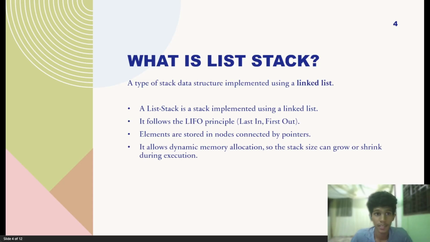So, what is a list stack? A list stack is made using linked list nodes. Each node contains two parts, the data and a pointer to the next node. One major advantage is dynamic memory allocation. Unlike arrays, we do not need to define a fixed size at the beginning. Memory is only used when new elements are added. Since it follows the LIFO principle, the most recently added item will always be on the top.